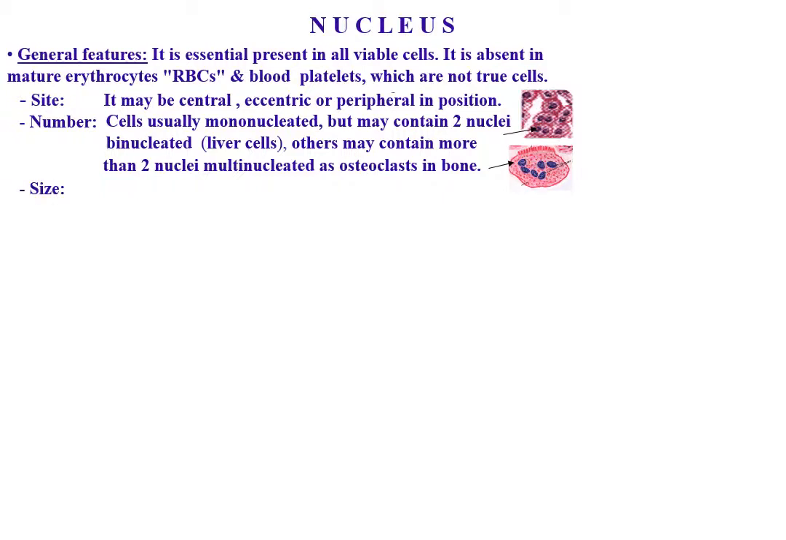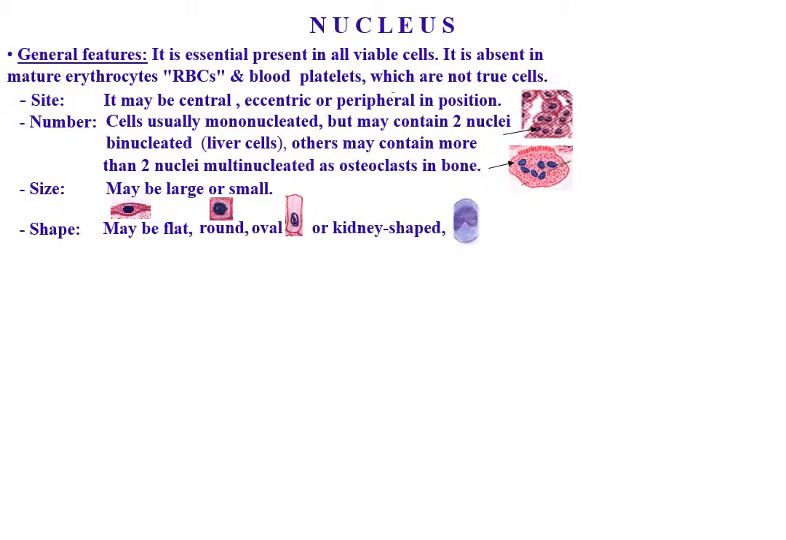The nucleus varies in size. It may be large or small. Also, its shape is different. It may be flat, round, oval, or kidney-shaped. Sometimes the nucleus may be lobulated, as in neutrophils.